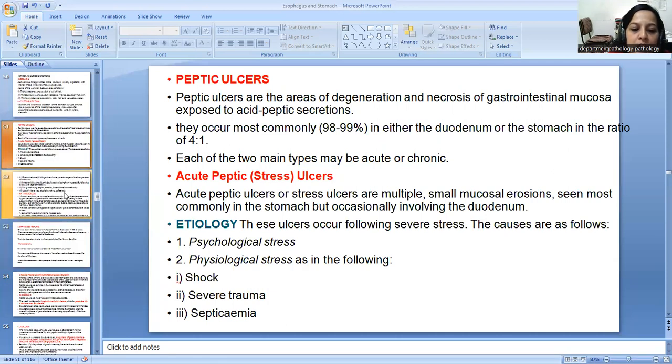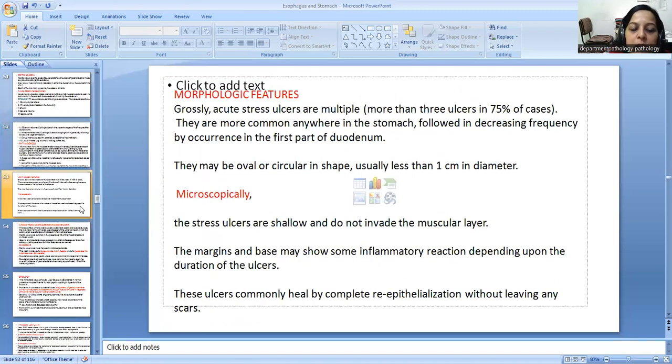Acute peptic or stress ulcers are multiple small mucosal erosions seen most commonly in the stomach, but occasionally involving the duodenum. Etiology: these ulcers occur following severe stress. The causes are as follows: psychological and physiological stress, lightning shock, severe trauma, septicemia. Morphological features: grossly, the acute stress ulcers are multiple, more than three ulcers in 75% of cases. They are more common anywhere in the stomach, followed in decreasing frequency by appearance in the first part of the duodenum. They may be oval or circular in shape, usually less than 1 centimeter in size.